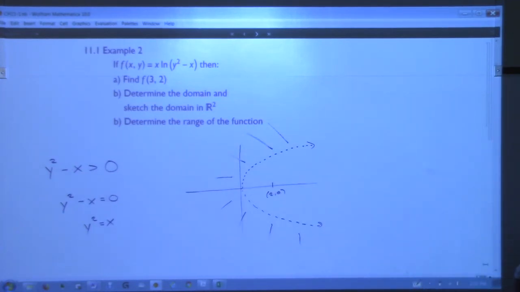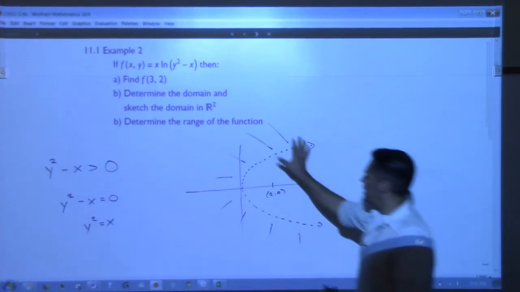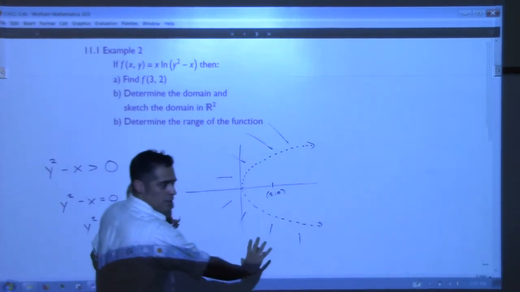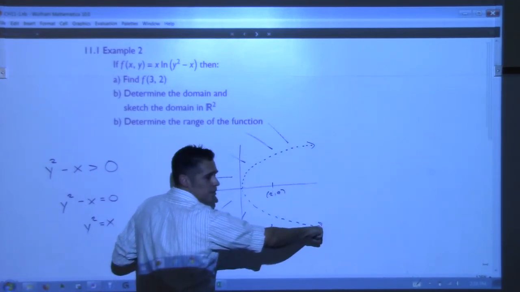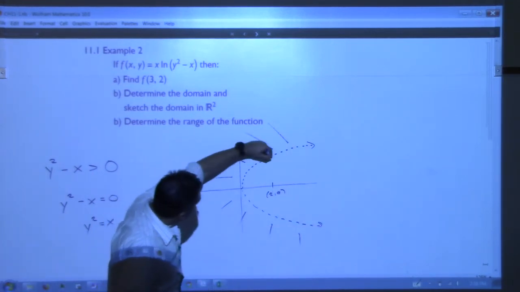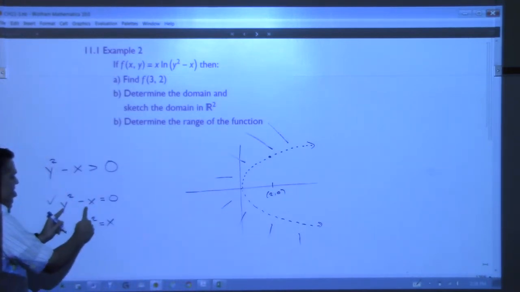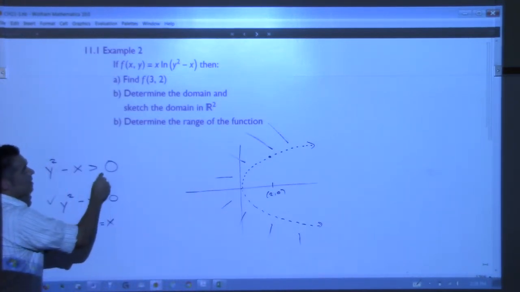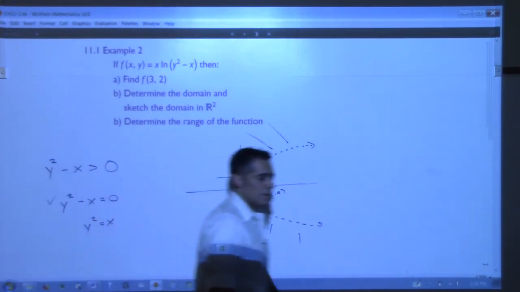I was going to say the negative wasn't included, though, right? What negative? The parabola. Anything on this side of the parabola is good. The parabola itself is not included, because if I pick any point on the parabola, it satisfies this equation and makes it 0, but you can't plug 0 into the natural log. So you cannot include the boundary of the parabola.